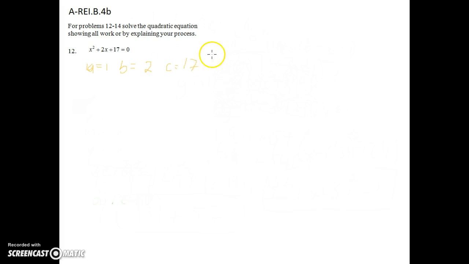I like to check out factoring first, because if we can factor it pretty easily, it actually goes by pretty quick. So we have 17 and 2, so two numbers that multiply to 17 add to 2. Only thing I can think of that multiplies to 17 is 1 and 17, which does not add up to 2, which means we're going to just default to the quadratic formula.